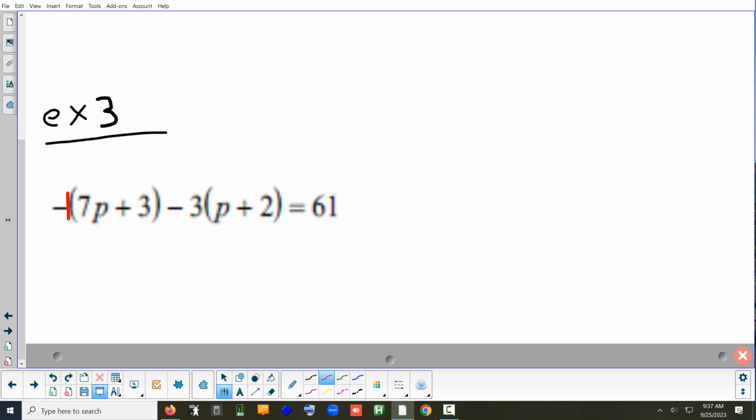Negative 1. So if you want to squeeze that 1 in, you can do that. By 7p. So we're going to do it to the 7p. We'll write that down in a minute. And? To the 3. And that's it for the first one.